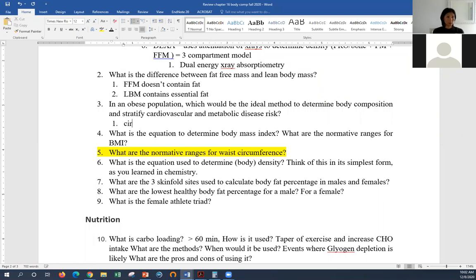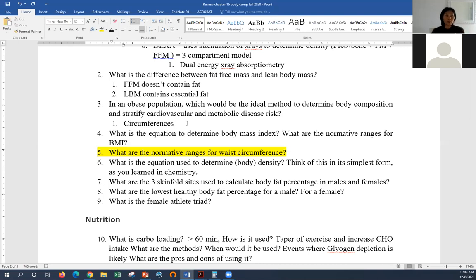Okay, so in the obese population, what is the best way to determine body composition and stratify your cardiovascular and metabolic disease risk? It's always going to be circumferences. If you're working with an obese population, just make sure that your tape measure is the extra long one and not a short one. You need to go out and look for the longer tape measures because the standard tape measures that are available may not fit around your client.